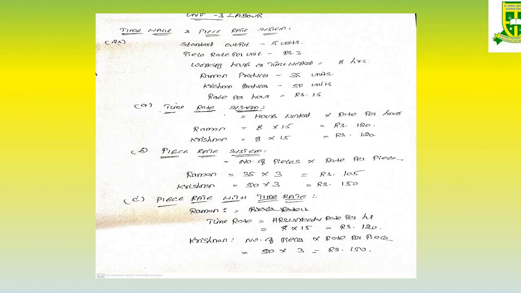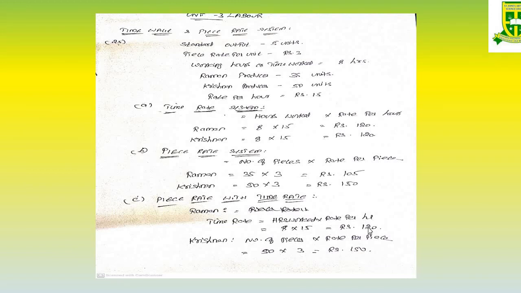And the third one, as I told you, is that whichever is beneficial should be given to each employee. So for guaranteed money, under time rate both people are getting 120. Under piece rate, Raman is getting 105 and Krishnan is getting 150. So compare Raman alone. Raman under time rate gets 120, under piece rate 105. For Raman, which one will be beneficial? Time rate. So we use the time rate formula.